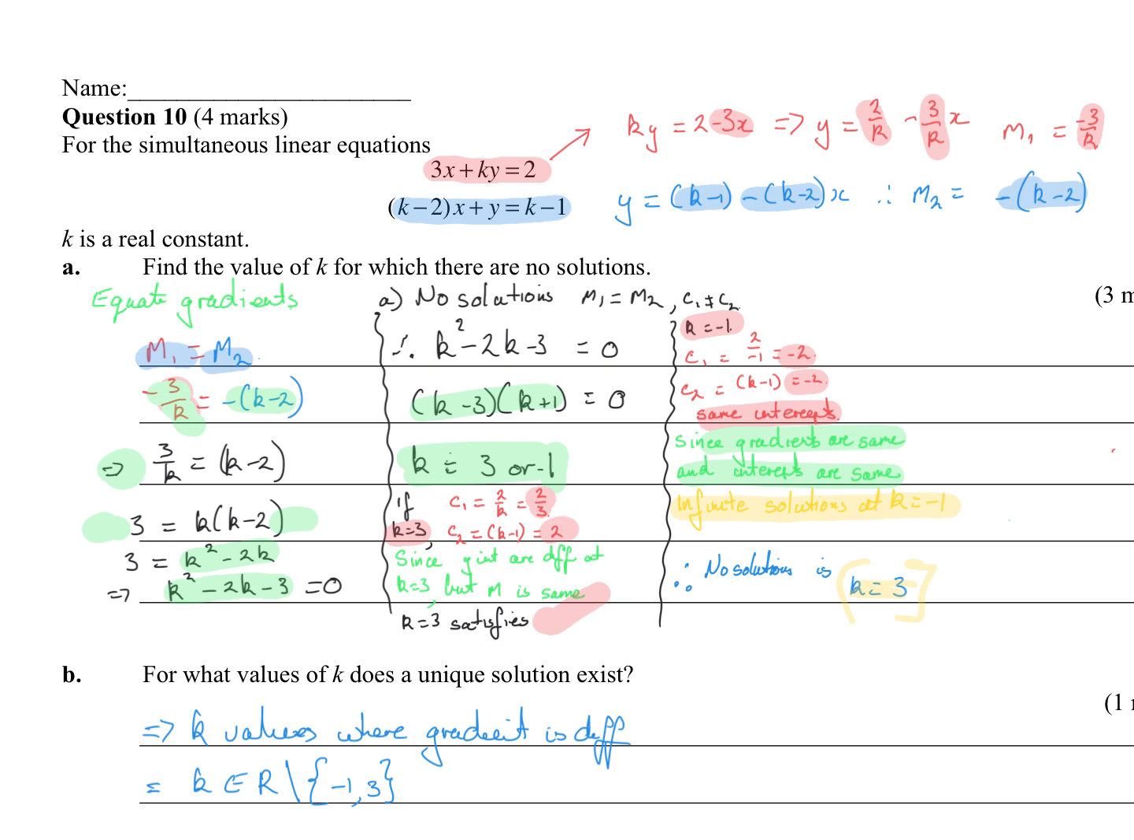All right. Part B is, for what values of K does a unique solution exist? A unique solution is going to be whenever the gradients are not the same. We've just discovered that the gradients are the same when K is equal to -1 or 3, which means if K is anything except that, so if K is an element of R except for -1 and 3, we're going to get a unique solution.